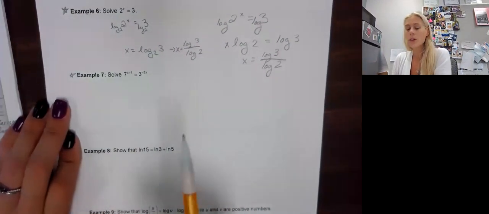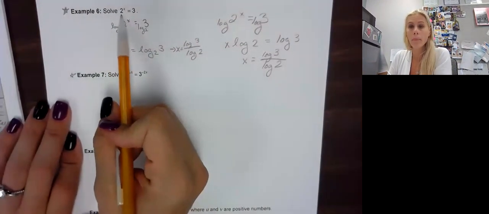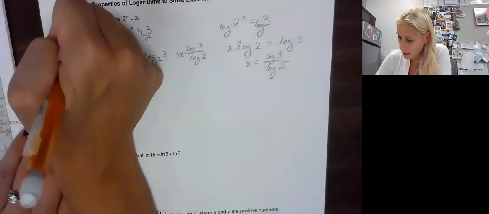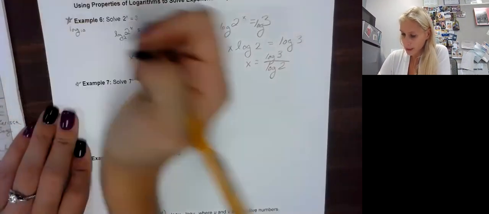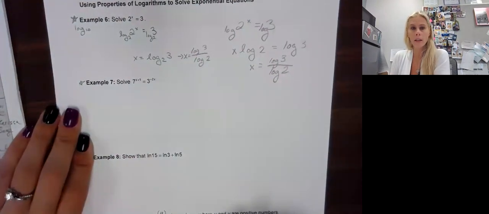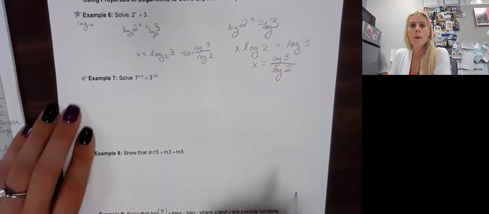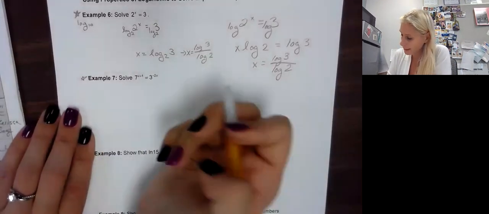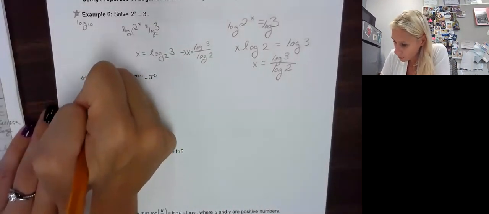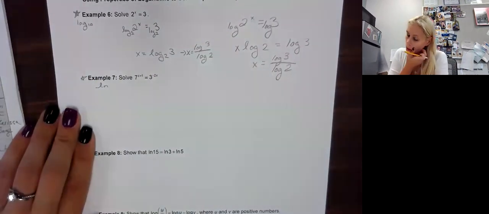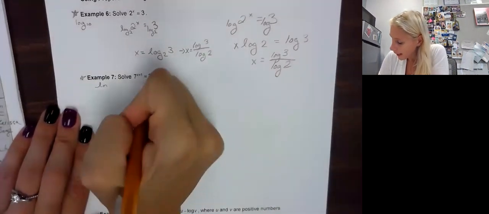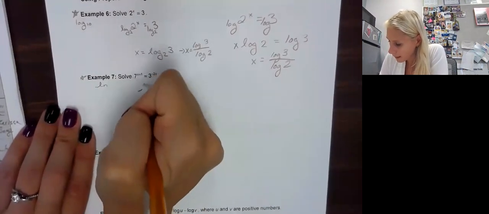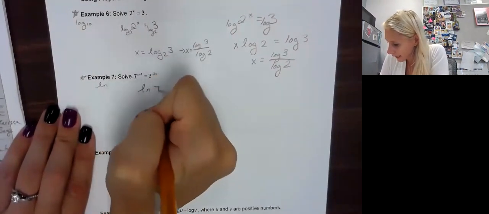Now, what I want you to notice is here we only had one base. So we were able to use our log base 10, or common logarithm. But in example 7, because we have 2 different bases, we're going to use ln. So as you can see right here, there's nothing we can do for a common base, so I'm going to take the ln on both sides.